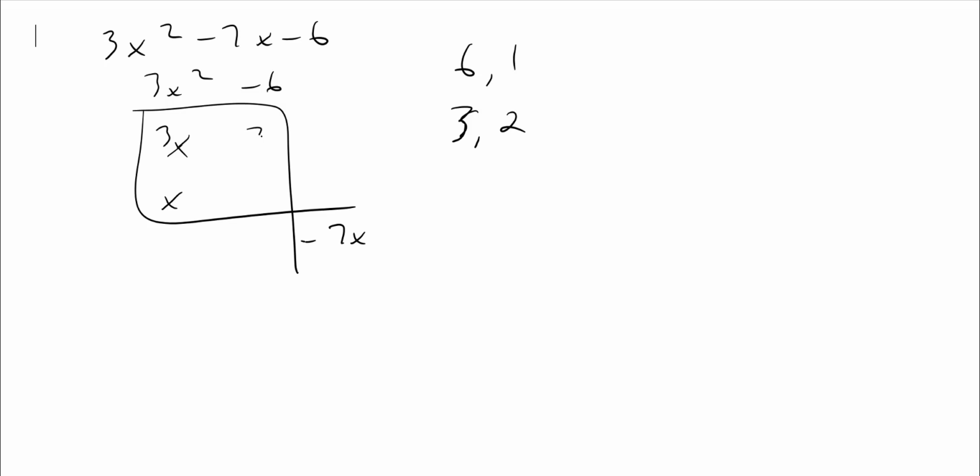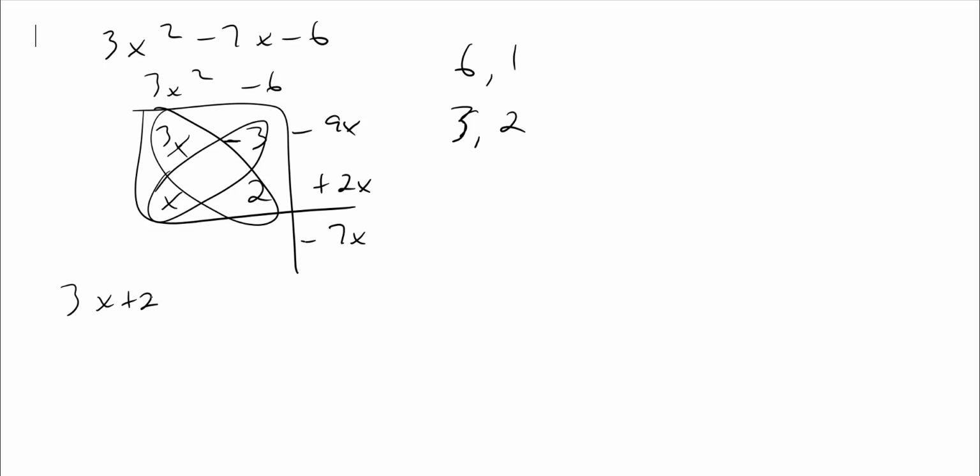If I put a 3, just think 3 and 2, I can see that one of these is negative. So it's like, oh wait, this is 9 and this is 2. Oh, 9 minus 2 is 7. Oh, but I need negative 7. So I'm going to make that negative. And then we're good. This is negative 9x. This is positive 2x. And that gives you negative 7x, so we're good. So it's x minus 3, 3x plus 2. Not bad. All right, let's keep going here.